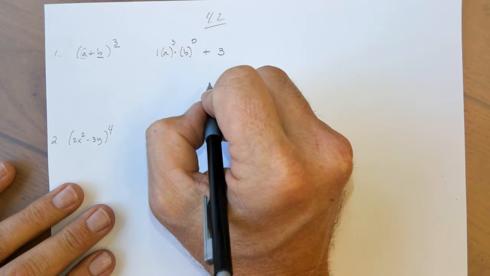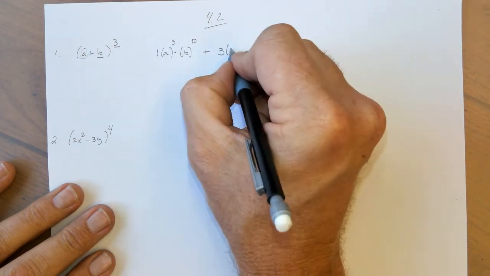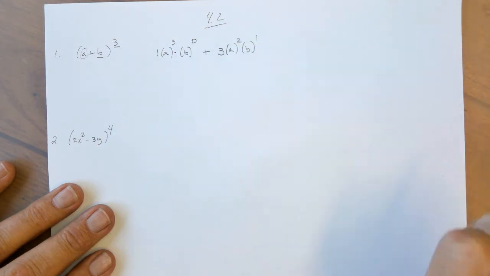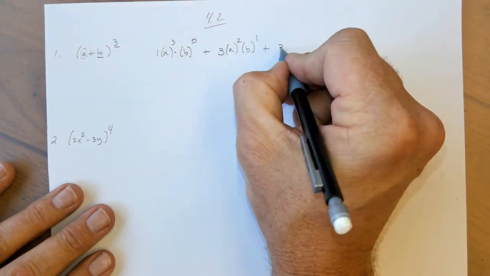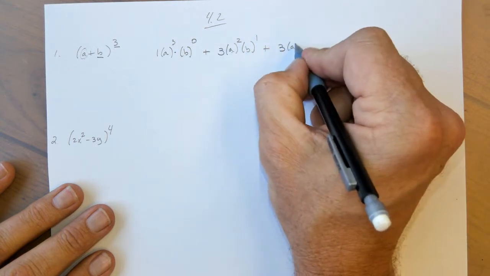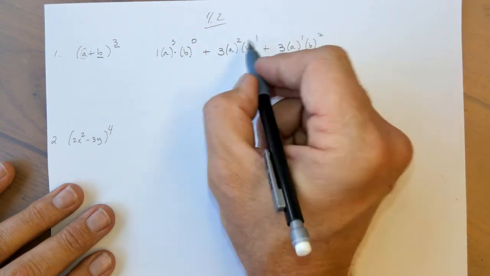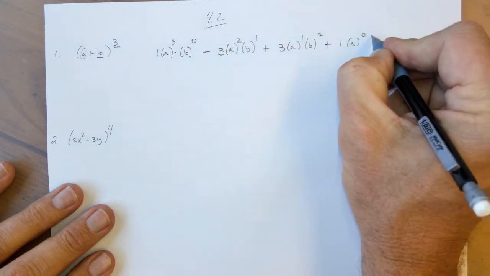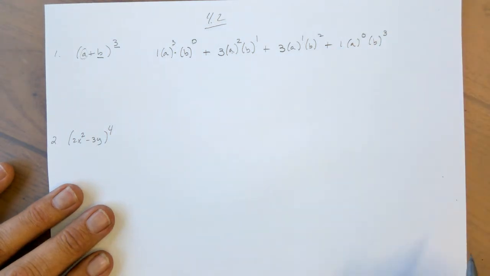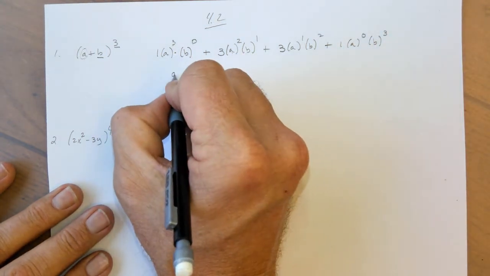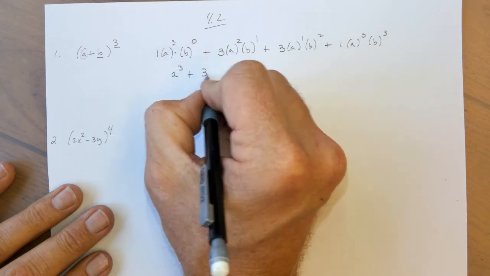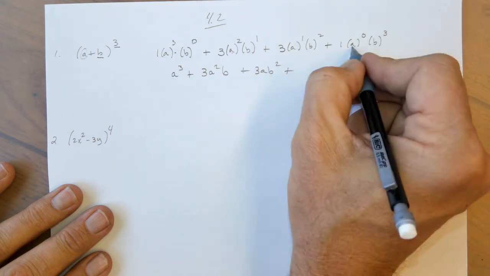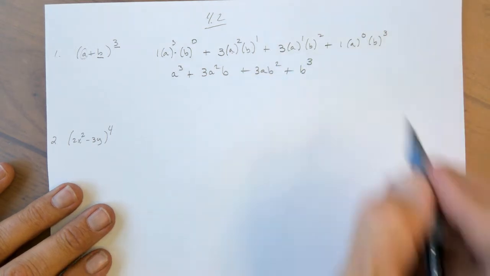Moving along, we have plus. We know the coefficient is 3 for the next one. Now this exponent drops down by 1, so now it's squared, and that exponent increases by 1, so that's b to the first. Moving along again, another 3. Now we'll have a to the first, b squared, right? This one dropping down by 1, this one going up by 1. And finally, a to the 0, b to the third. Okay, so now when we multiply all that out, we get a to the third plus 3a squared b plus 3ab squared plus 1b cubed.